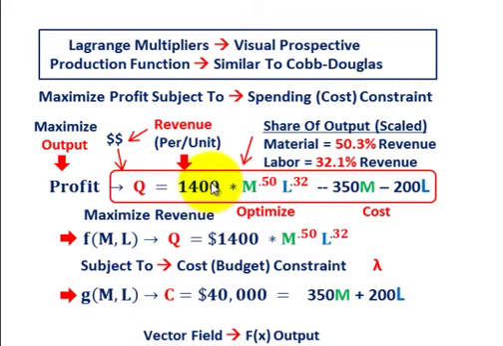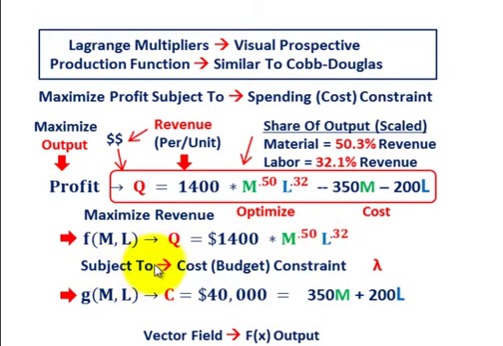For our production function, let's just say on a per unit basis, we're selling a product for $1,400, and we take that times the material and labor inputs raised to some exponential amounts. And then from that, we're subtracting the unit cost for material and the unit cost for labor. So what we're trying to do is maximize our revenue through the revenue portion of our production function, shown over here: per unit revenue times material and labor.